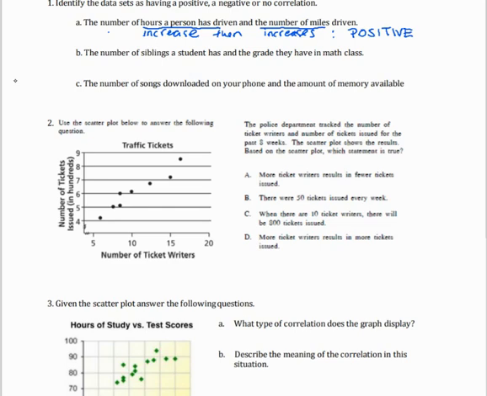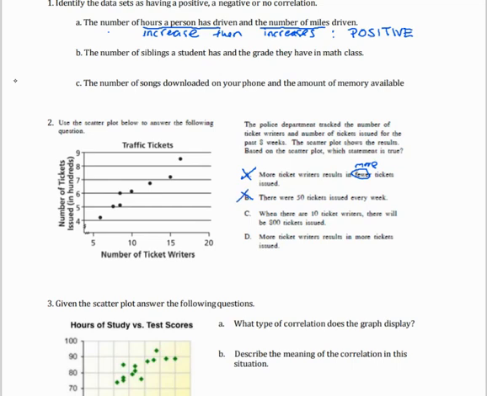Based on the scatter plot, which statement is true? So A: more ticket writers resulted in fewer tickets issued. The more ticket writers there were, actually the more tickets, right? So this one should say more. So no good. B: there were 50 tickets issued every week. That's not true, right? These are in hundreds, but we have about 400 and so forth. Here, this one is closer to 500, so that one's incorrect.